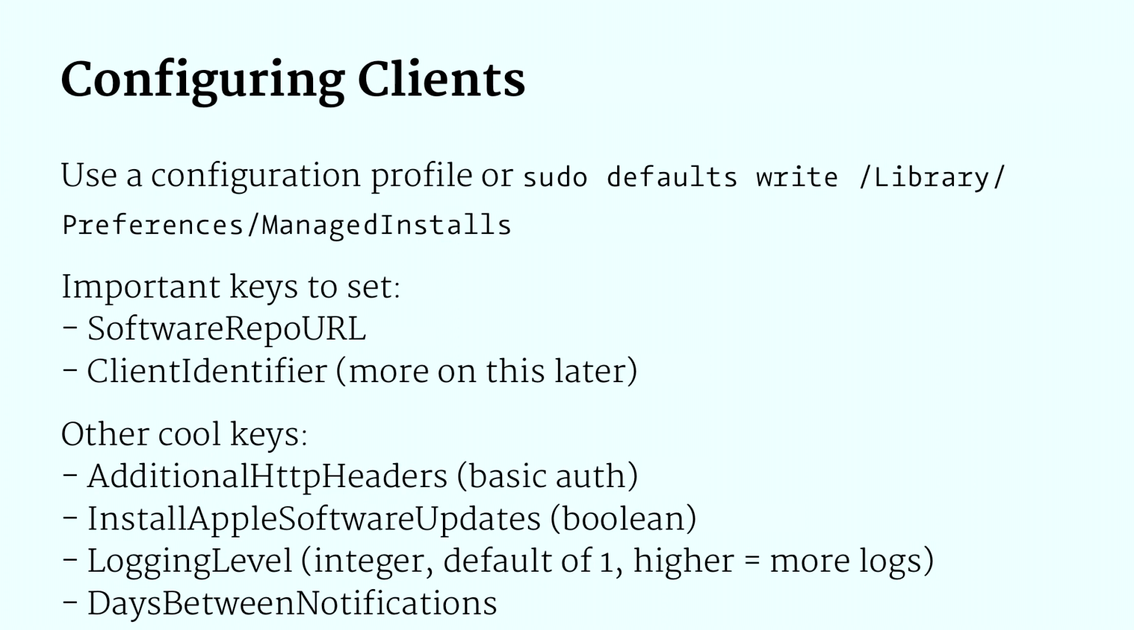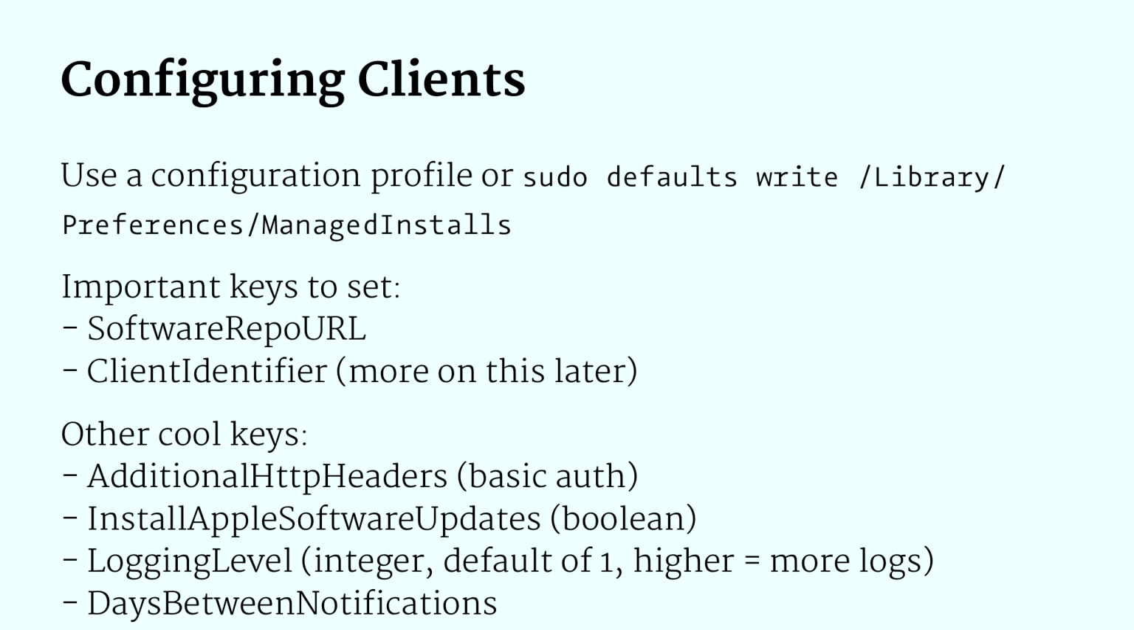One is software repo URL. So that one tells your Munki clients, hey, this is where the software is. This is where everything is. Go here to get your stuff. Because otherwise, it's just going to sit there and say, well, I'd like to do things, but you didn't tell me where to go. Kind of like a lost person at their first conference who forgot to bring their schedule book. You just kind of stand there looking around, a little confused.